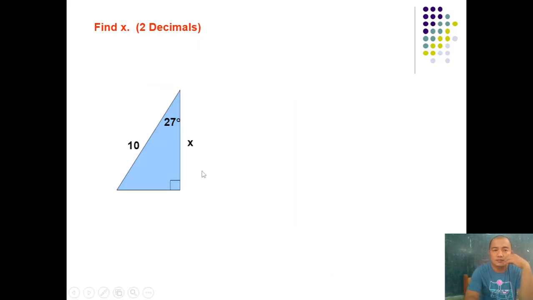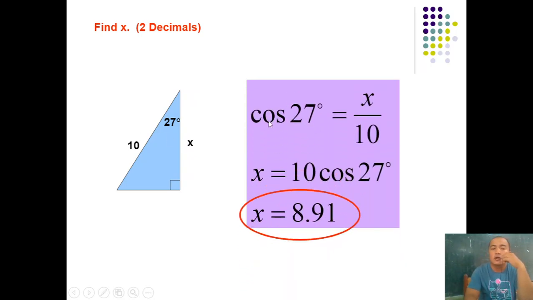Solve for x, 2 decimal places. 27 degrees, our reference angle. What are the given sides? Adjacent side, the unknown, and the hypotenuse. So if the adjacent side and hypotenuse are given, we use the cosine function. So cosine 27 is equal to x over 10, multiply both sides by 10. So 10 times cosine 27 degrees is 8.91. That's the value of x.